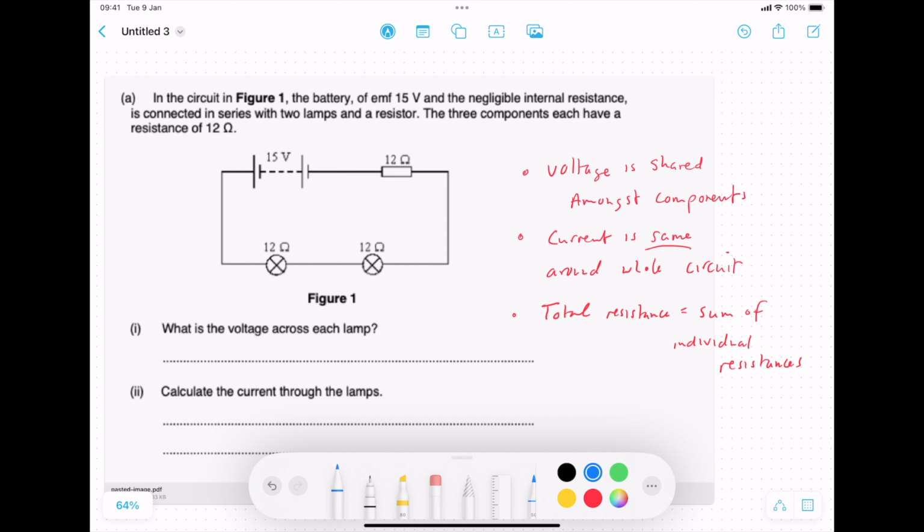And then finally, in blue, the main formula we will be using is V equals IR. Voltage is equal to current times resistance. So let's take a look at the question.